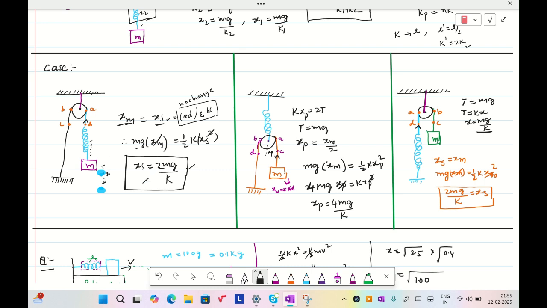Now coming to this one, the mass is moving down x distance here. The string is inextensible, therefore the pulley moves down the same x distance.